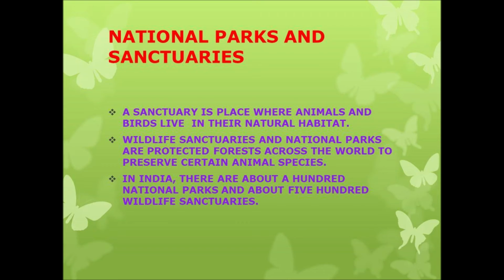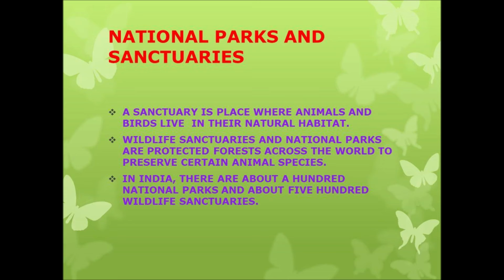National parks and sanctuaries. Here we are going to see the national parks and sanctuaries. A sanctuary is a place where animals and birds live in their natural habitat. So what is the meaning of sanctuary, children? A sanctuary is a place where animals and birds live in their natural habitat. Wildlife sanctuaries and national parks are protected forests across the world to preserve certain animal species. In India, there are about 100 national parks and about 500 wildlife sanctuaries. So, how many, children? 100 national parks and above 500 wildlife sanctuaries.